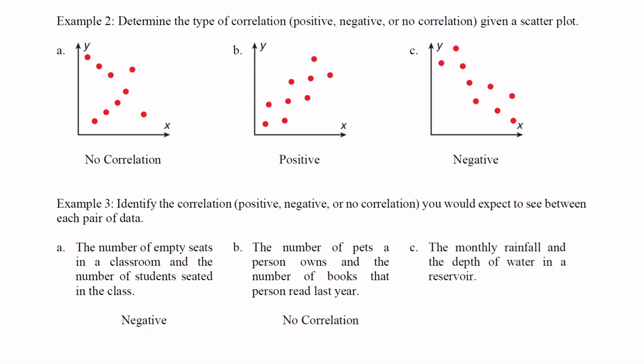And the monthly rainfall and the depth of water in a reservoir. Well, you would expect that as the monthly rainfall increases, you would end up with more water in the reservoir. So since both would be increasing, then you would have a positive correlation.